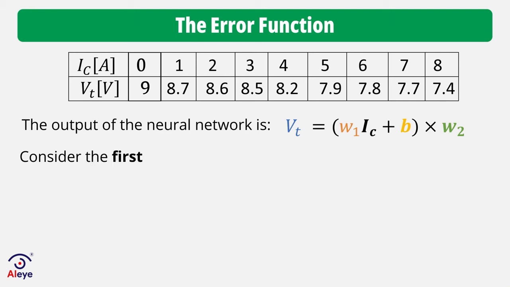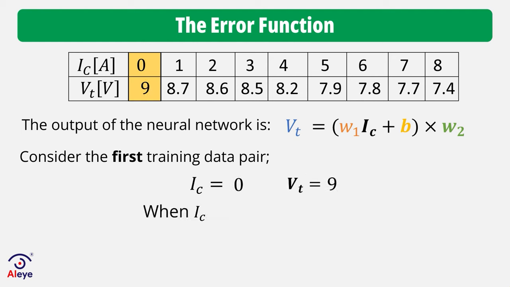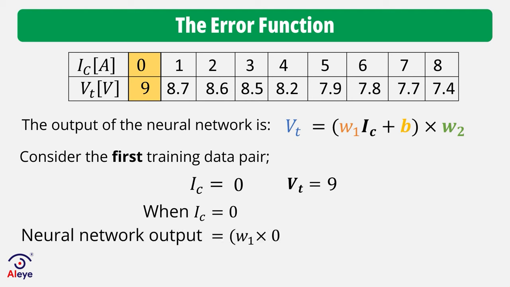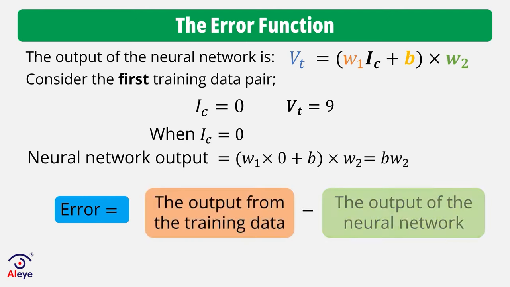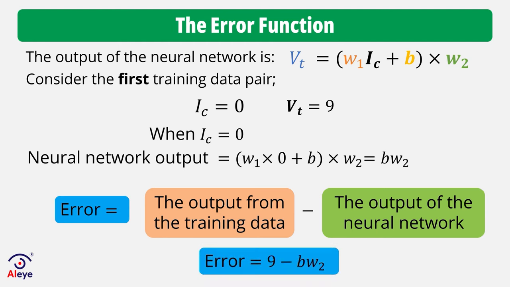Let us consider the first training data pair, IC is equals to 0, VT is equals to 9. When substituted in the equation of the neural network, we get the output of the neural network as BW2. Now compare the output from the training data and the output of the neural network. The difference is the error. Therefore, we have that error equals to 9 minus BW2.